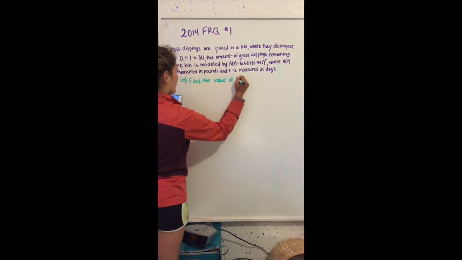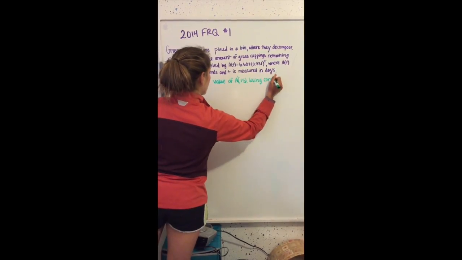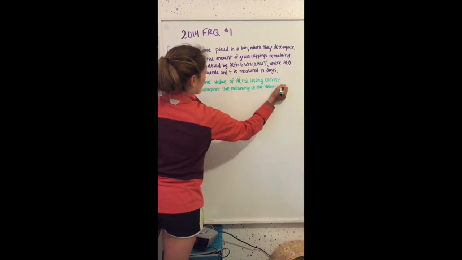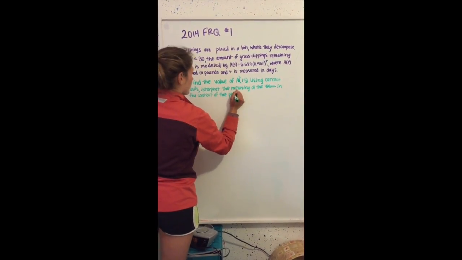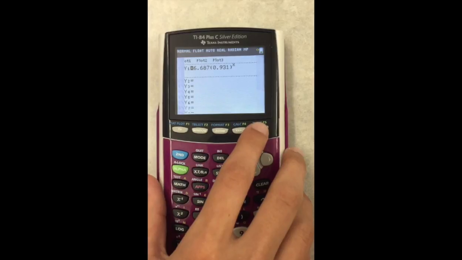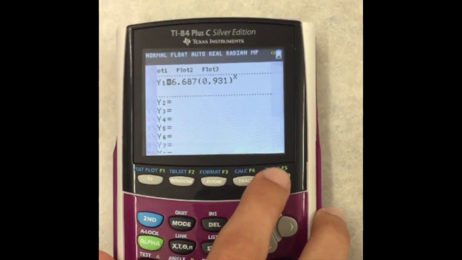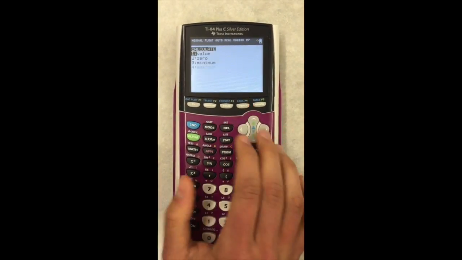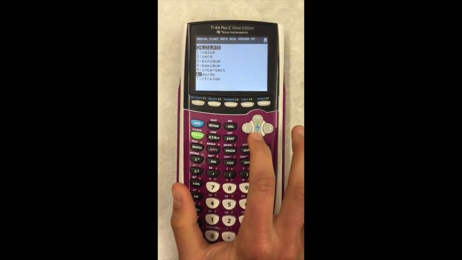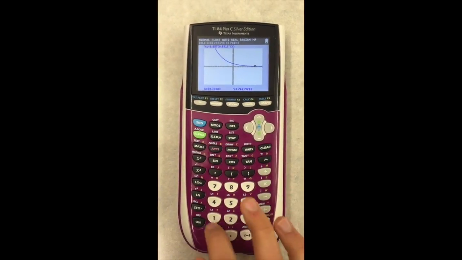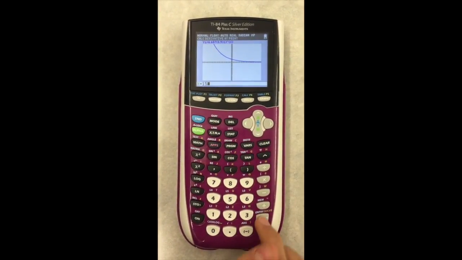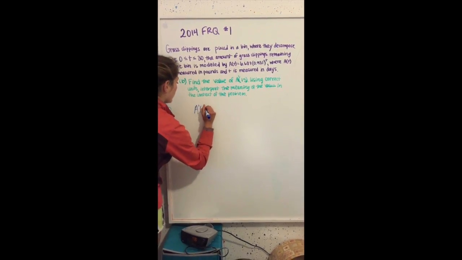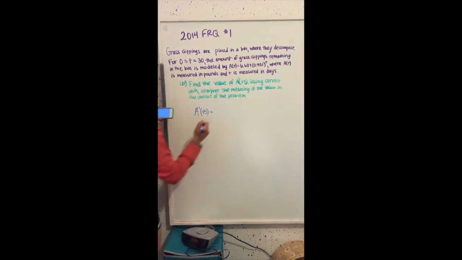Part B of this question asks, find the value of A prime of 15. Using correct units, interpret the meaning of the value in the context of the problem. For Part B, students should use their calculator. You already have A of t entered into your y1, so first hit second and then trace, or calc, and then choose the dy dx option and enter 15 for x to get A prime of x. Write this value down as equal to A prime of 15.